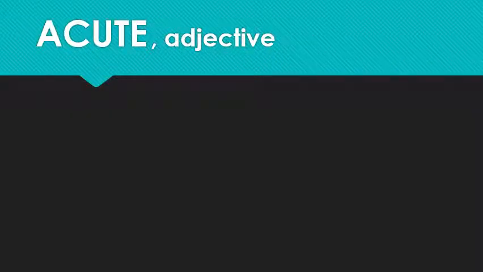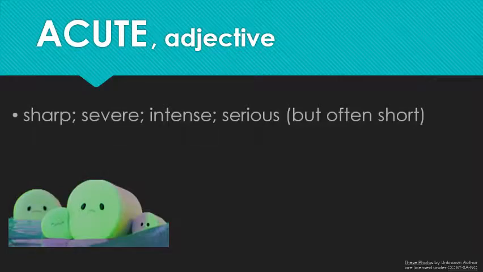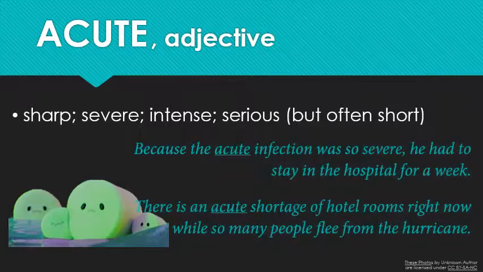What does the real acute mean? Well, these marshmallows don't seem as excited as they were in the last picture. It means sharp, severe, intense, serious, but often short. Okay? Acute is the opposite or antonym of chronic. Because again, chronic was something that was mild, a mild pain that lasted a long time. An acute pain hurts a lot. It is very severe. It is very serious.